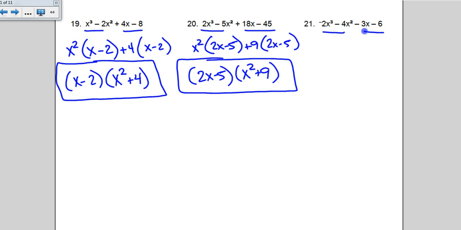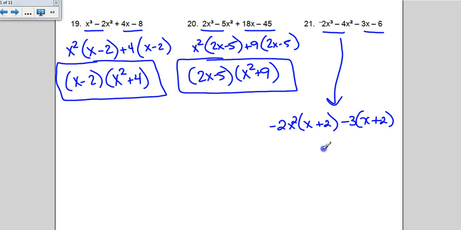Okay, now kind of weird, this first group, I'm going to take out not just a 2x squared, but a negative 2x squared, because mathematically people don't usually like when you have negatives in the first term. So when I factor out a negative 2x squared, I end up with positive x and then a positive 2. Same kind of situation in the second group. I'm going to factor out not just a 3 but a negative 3. And when I do that, I'm left with positive x and a plus 2.